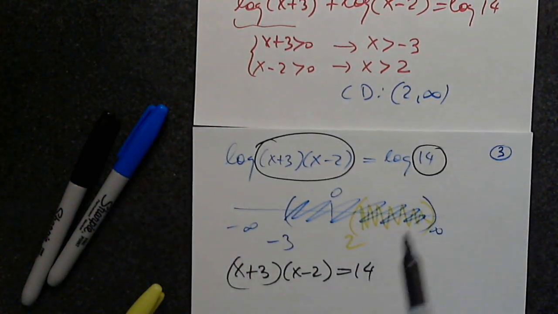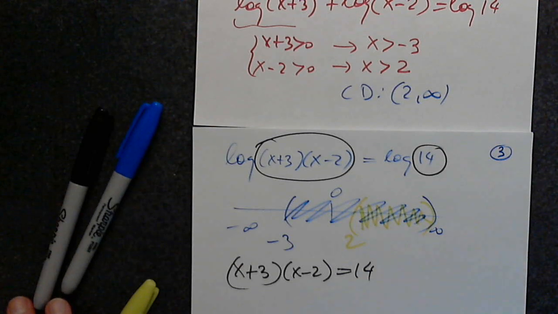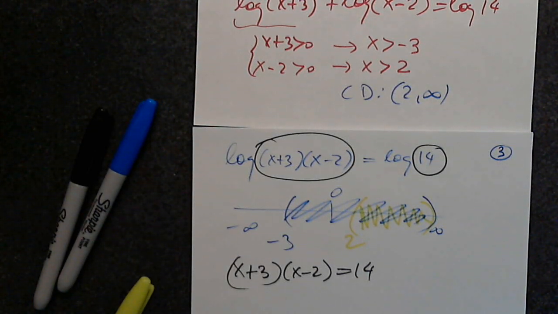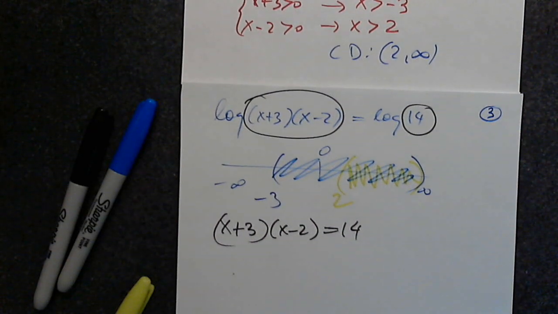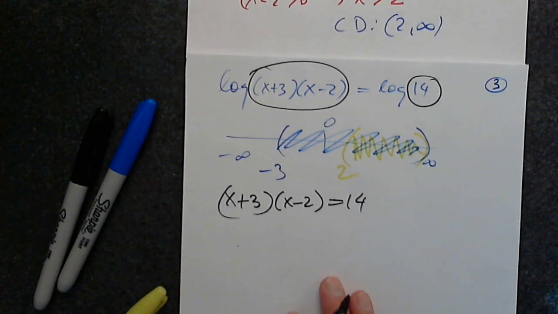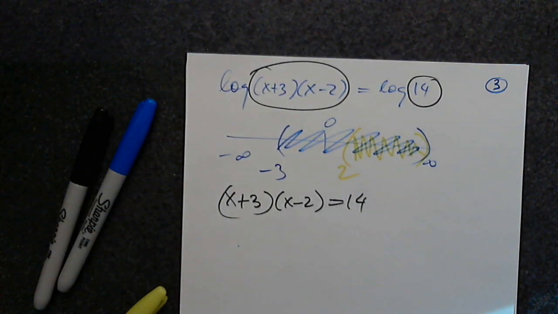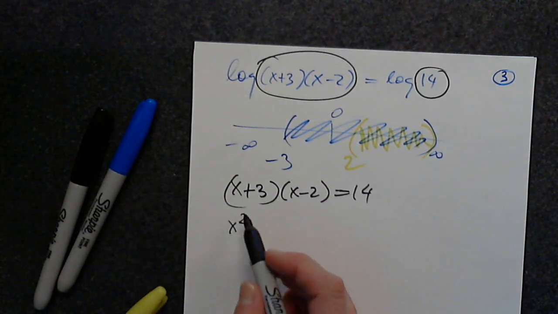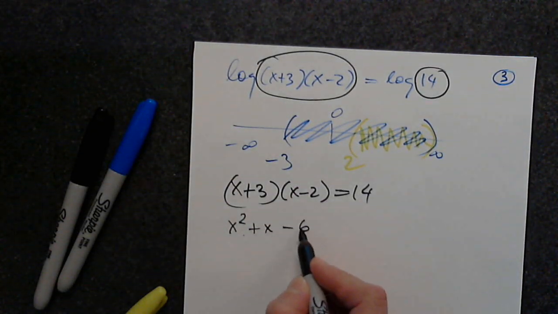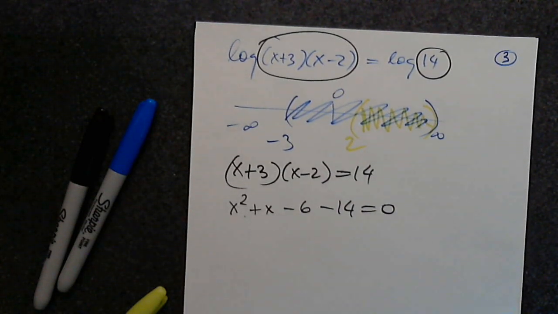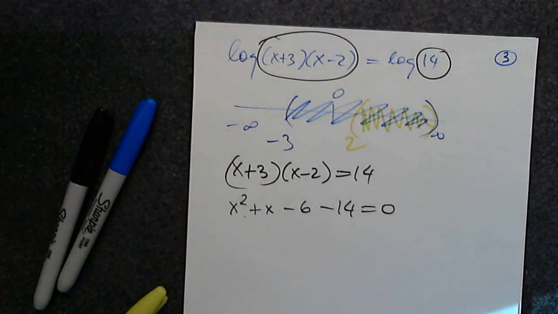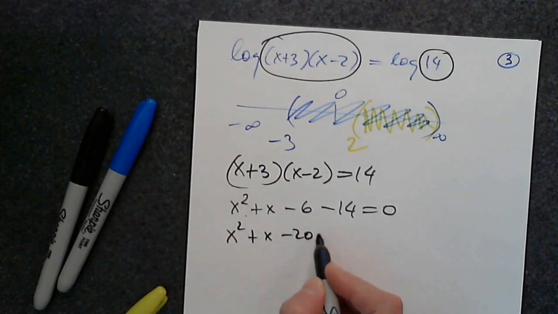This quantity must equal this quantity because the two sides are equal, and they have the same log in the same base. Log function is 1 to 1. I can't find two numbers whose log is the same. So now this becomes what type of equation? Correct. So let's distribute. X squared minus 2x plus 3x is plus x minus 6 minus 14 equals 0. Combining like terms, x squared plus x minus 20 equals 0.